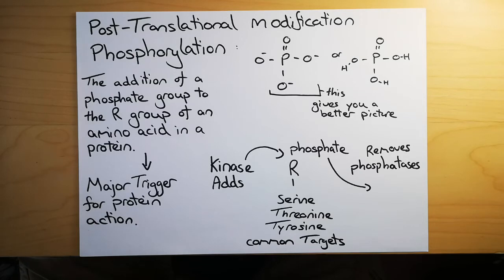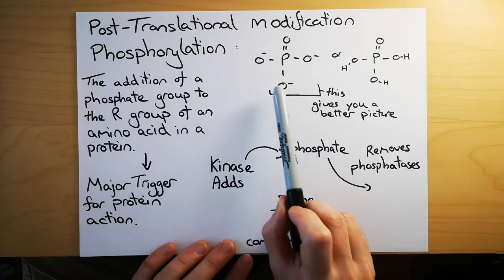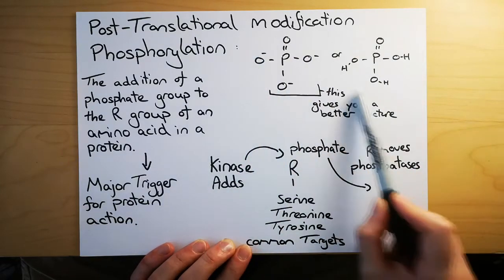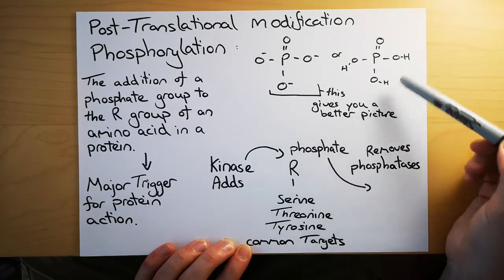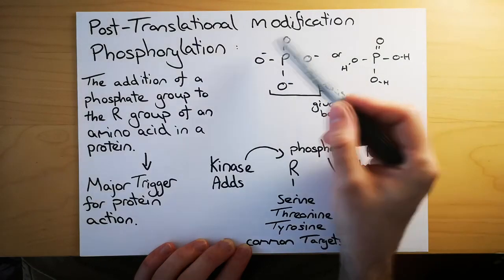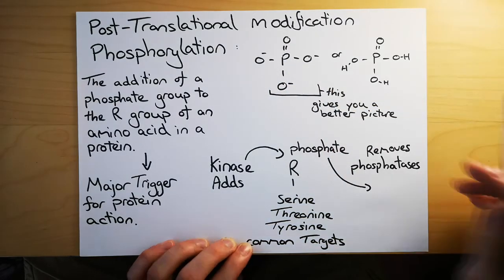This is a very important post-translational modification, aka we're changing it after it's already been made. So phosphorylation is the addition of a phosphate group to an R group of an amino acid in a protein. Once again, you might see a phosphate group denoted like this or like this. The more acidic the environment, the more likely it is to be this; the less acidic the environment, the more likely it is to be this.